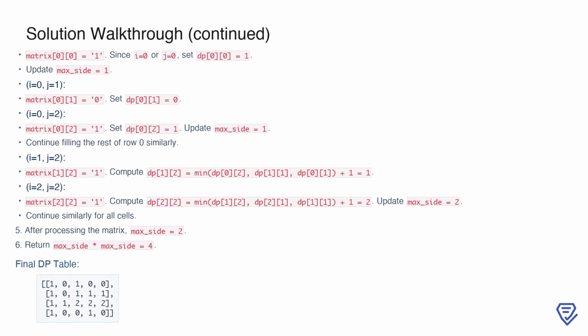Similarly, at i equals 2, j equals 2, the value is 1, and the computation gives dp[2][2] as 2, meaning we can form a square of side 2 ending at this position. We update max_side to 2.